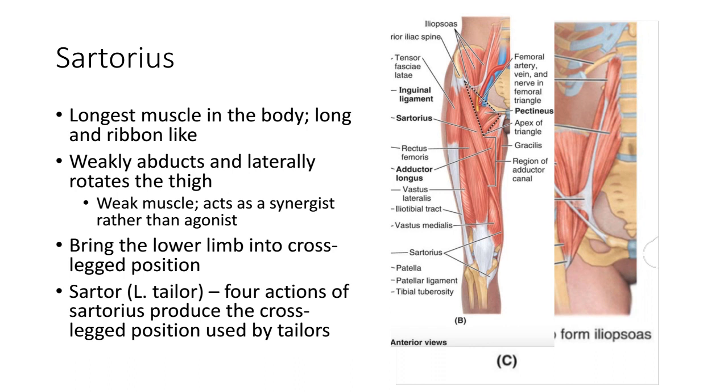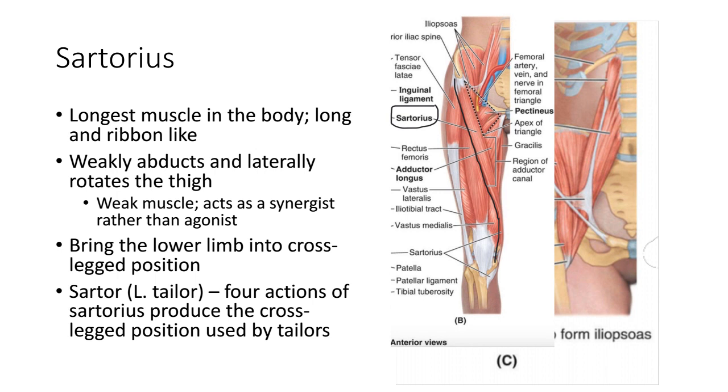So here I'm showing the sartorius, and I had to superimpose a picture over another picture here, so I hope you can see this, but the sartorius is the longest muscle in the body. It's very long and ribbon-like. It will weakly abduct and laterally rotate the thigh. It is a weak muscle, so it usually acts as a synergist rather than an agonist. So it's not really a prime mover. It helps other muscles.